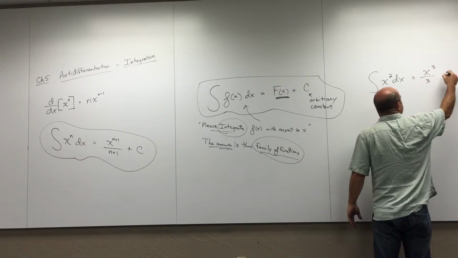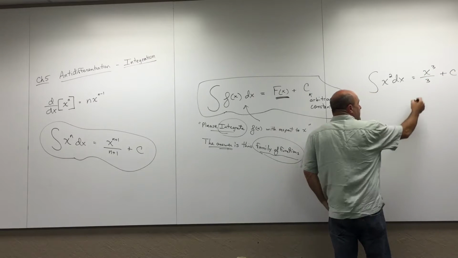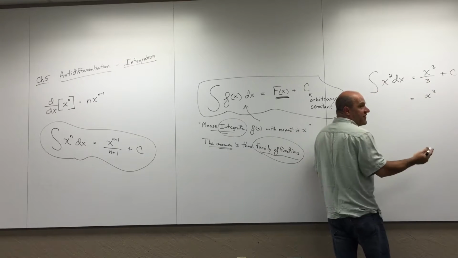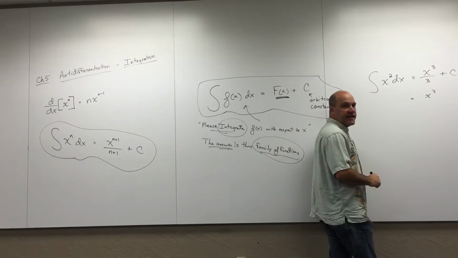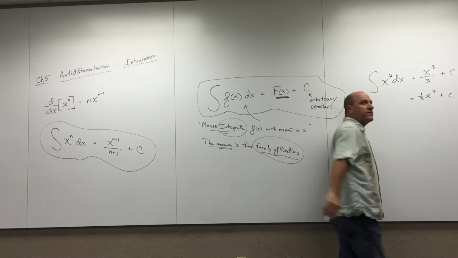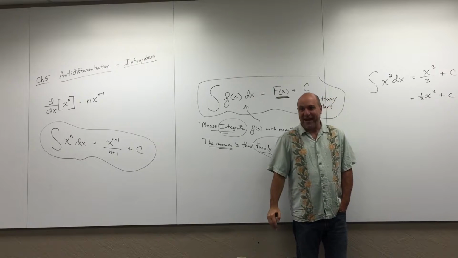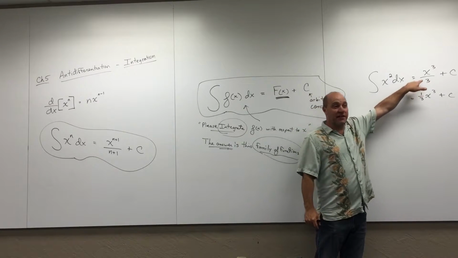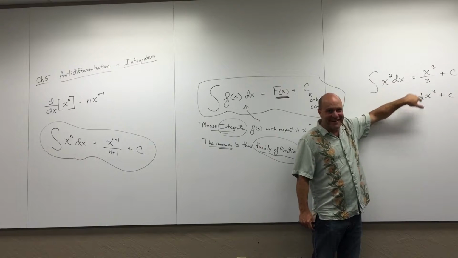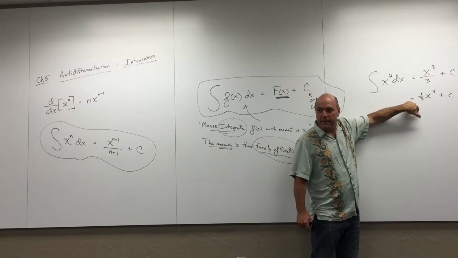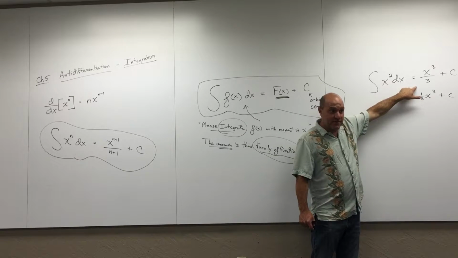x cubed over 3. By the way, some people say it like this, x cubed over 3, when it's over 3, you divide by 3. Dividing by 3 is the same thing as multiplying by 1/3. So let's not argue with each other about that. I will talk like this sometimes. They are the same. So please accept both ways of talking. You guys okay?